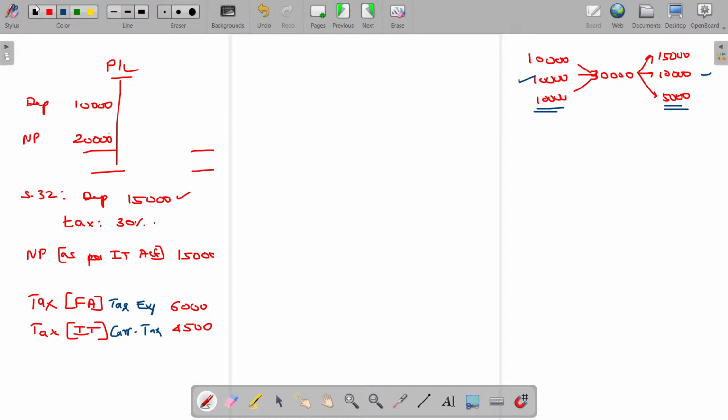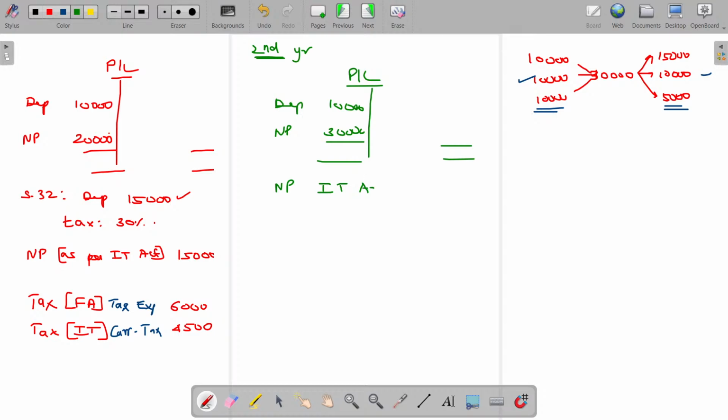For example, in the second year, in your P&L account, again depreciation being 10,000, your net profit is assumed to be 30,000. This year you made good profit. And now come on, tell me, what about the net profit as per tax purpose, as per the Tax Act? Same 30,000. Because depreciation under financial accounts is also the same, and under income tax purposes also the same.